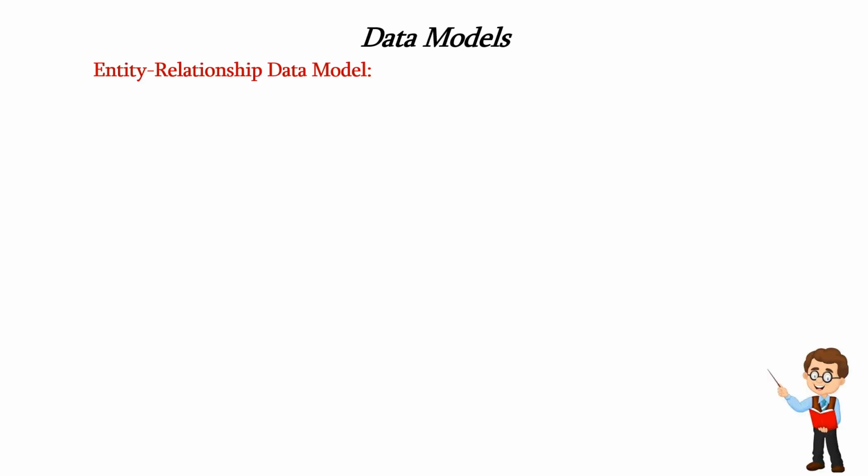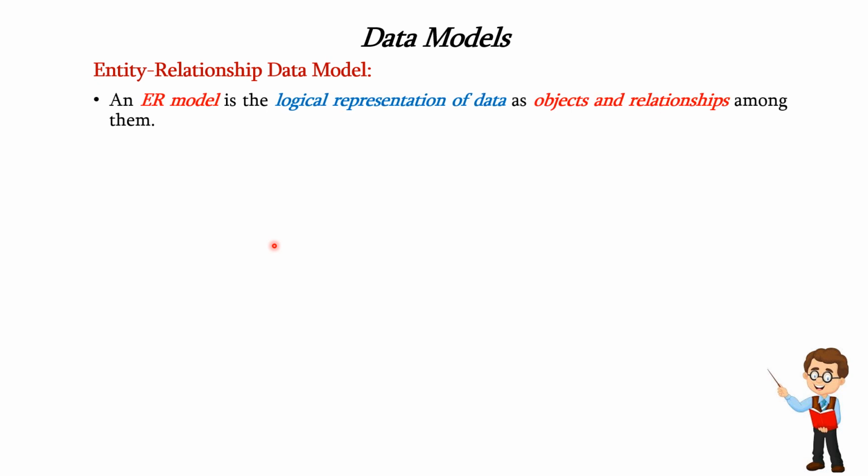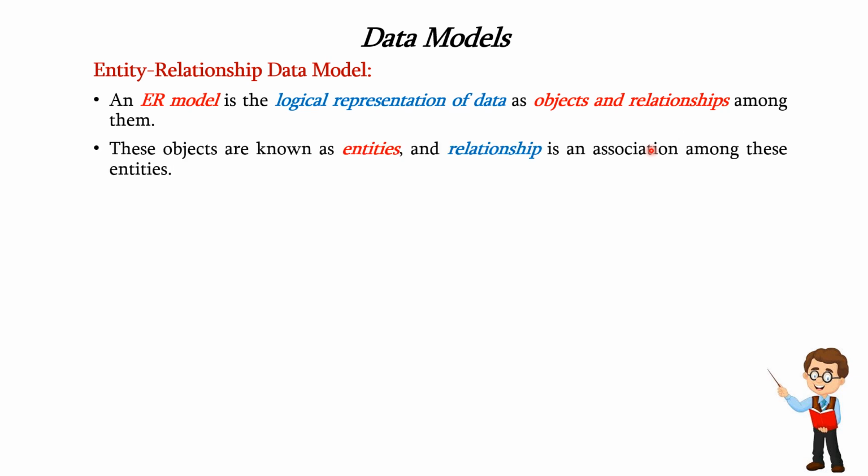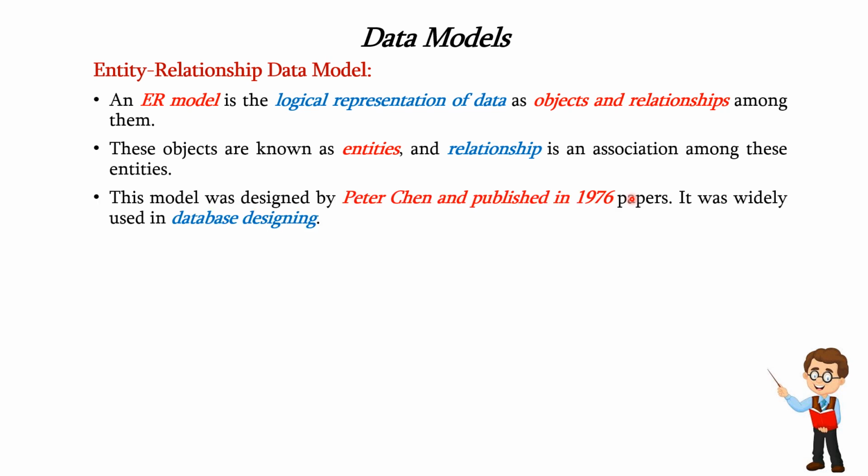Next we have entity relationship data model. An ER model is the logical representation of data as objects and relationships among them. These objects are known as entities and relationship is an association among these entities. This model was designed by Peter Chen and published in the year 1976 paper. It was widely used in designing the database.